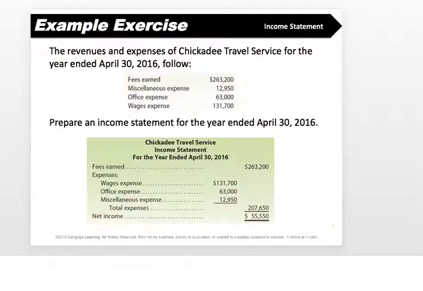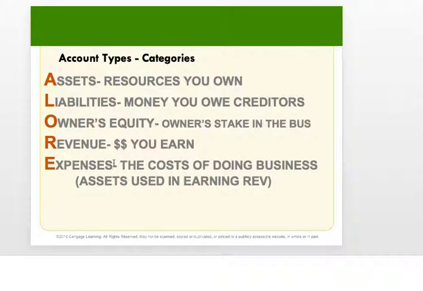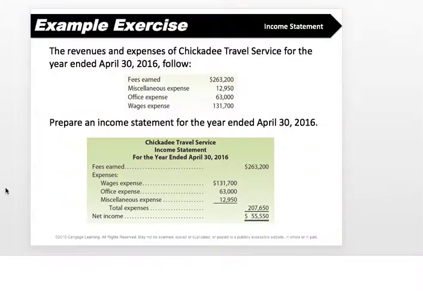So now we're going to look at an example exercise. It says the revenues and expenses of Chickadee Travel Services were as follows. Fees earned, that would be our revenue, $263,200, miscellaneous expense, office expense, and wages expense. Well, if you look back to our account categories, expenses are the cost of doing business. Another great thing about expenses is that they all have the word expense in the account. And then the revenue account in that particular example is going to be fees earned.